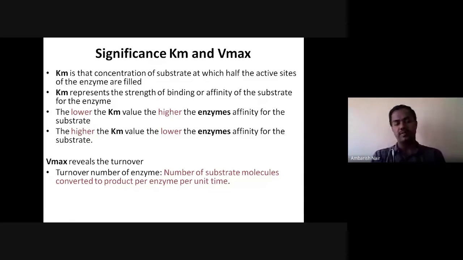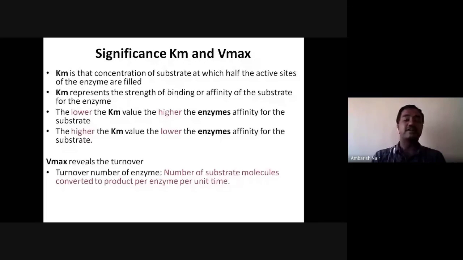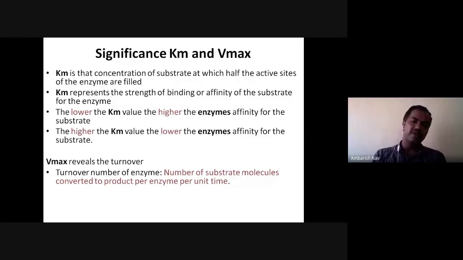So the next two points are very important. If the Km value is low, the affinity of the substrate towards the enzyme is high. That means they act vice versa. Low Km means high affinity. High Km means low affinity. That means if affinity is high, Km is low. When Km is high, affinity is low. So I hope you are getting two things. The Km represents the affinity of the substrate towards the enzyme. So the lower the Km value, the higher the enzyme affinity. The higher the Km value, the lower the enzyme affinity. You should remember that.